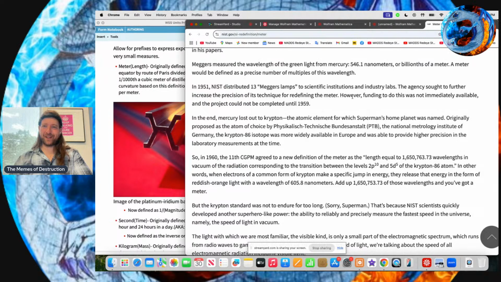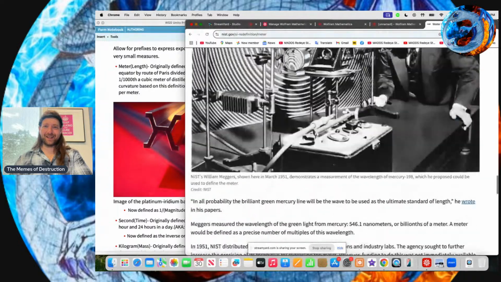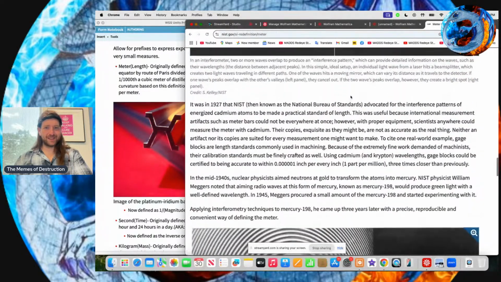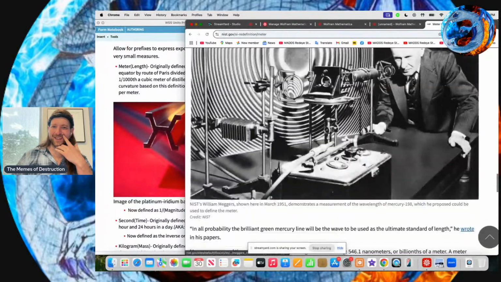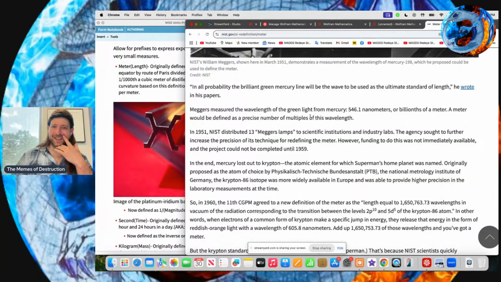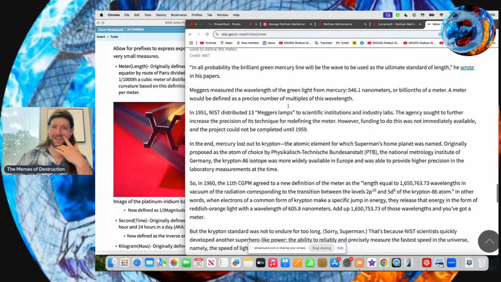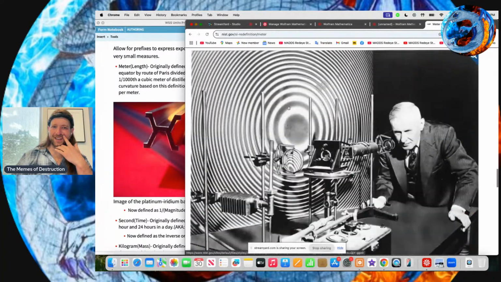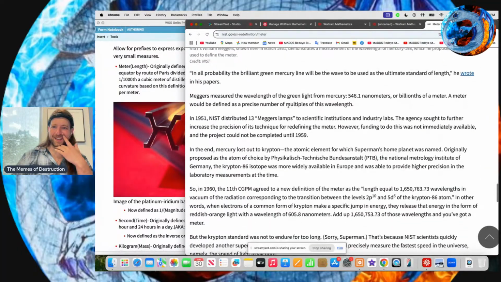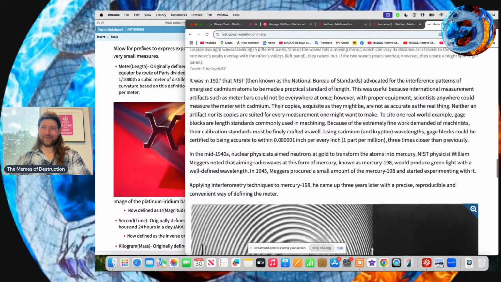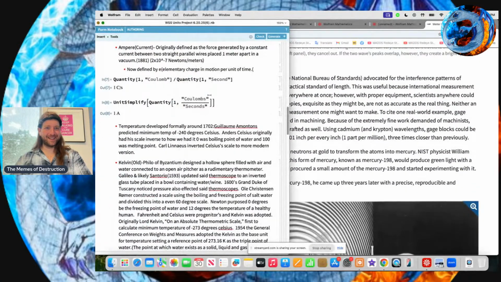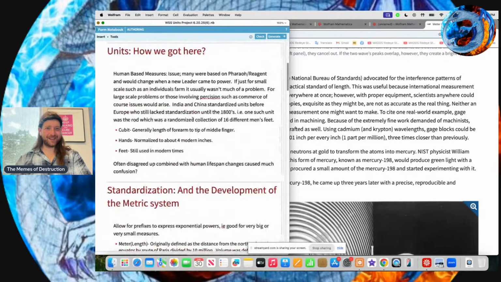Let's see how to do this. Let's see. Advocate for the interference, as this was useful because of international measure. Okay. So, okay. All right. In the period from... okay, go back. All right.